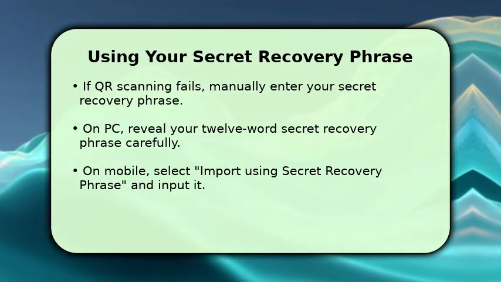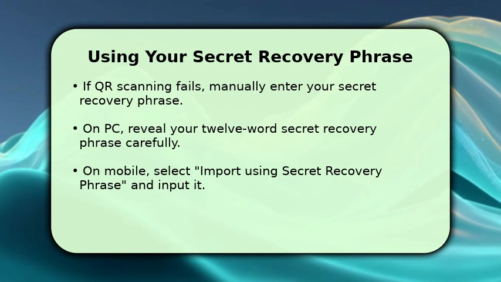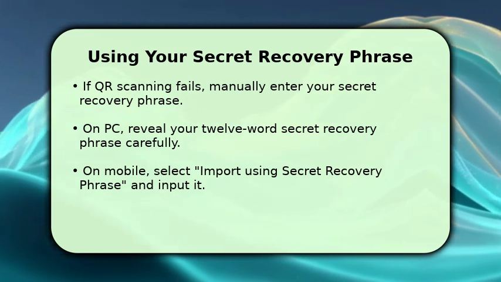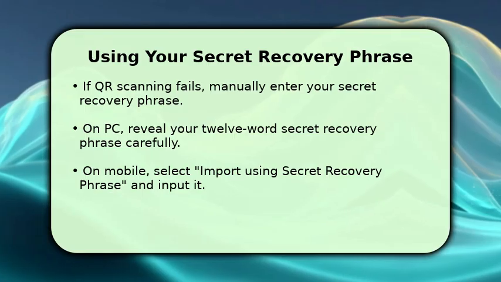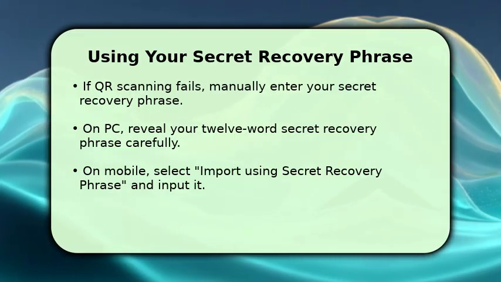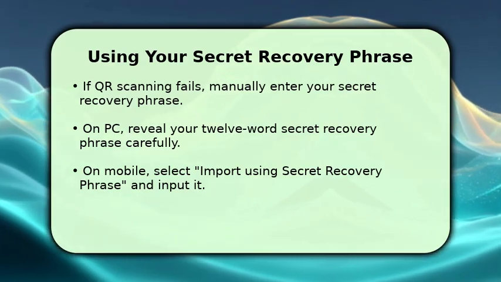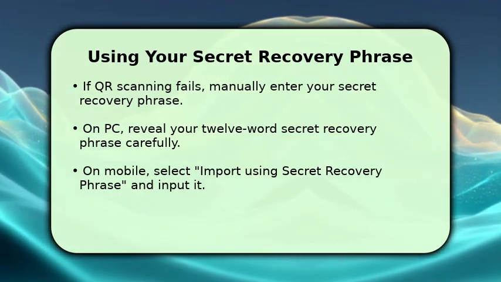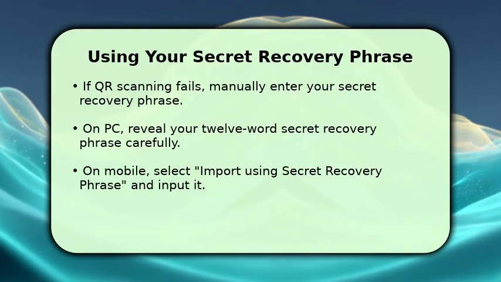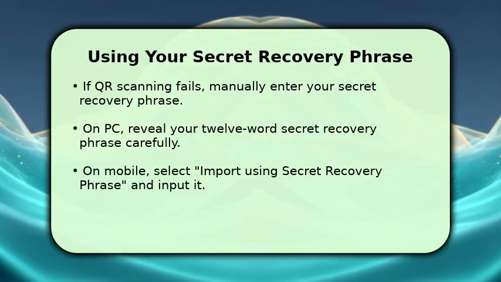On your PC, go back to the settings and find the option to reveal your 12-word secret recovery phrase. Write these words down precisely. Then, on your mobile MetaMask app, choose Import using secret recovery phrase and carefully type in each word in the correct order. This will also connect your wallets.